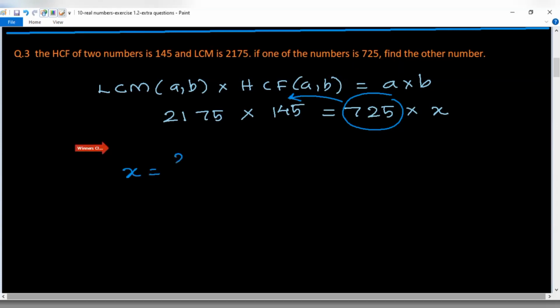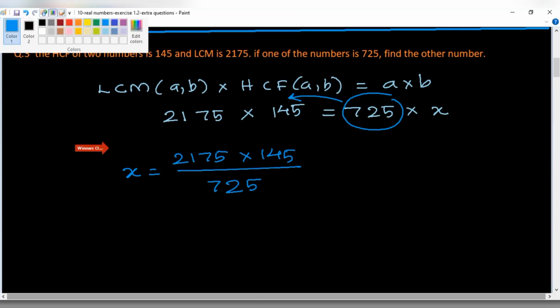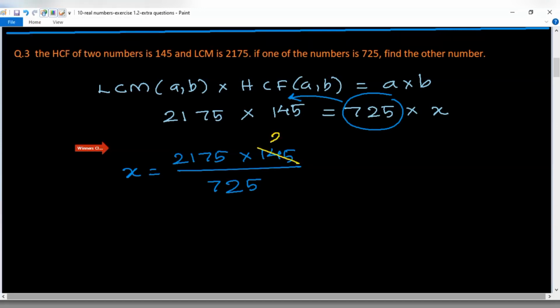So x is equal to 2175 into 145 divided by 725. Now, numerator and denominator we can divide by 5. Here it is 2 times, and 2 times 5, 10. 4 is left, 45. So 9 times, 29. So here also we can divide by 5. Here 1 time 5, then 2 remainder, 22. So 4 times 5, then again 2 remainder. So 25, 5 times. Okay.